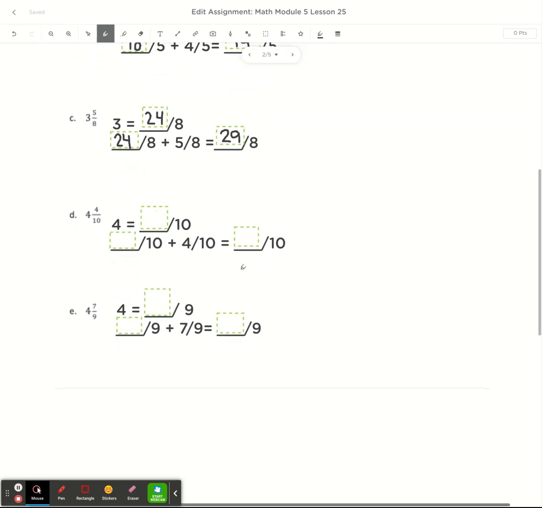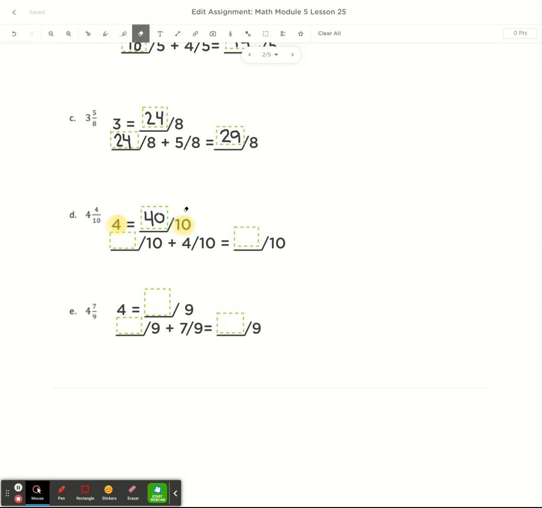So moving on to part D, we have 4 and 4/10. Same thing, we have to start off by writing 4 wholes as a fraction in tenths. Again, the easiest thing is just to multiply that whole number times that denominator, so 4 times 10. And I know that 4 times 10 is equal to 40.